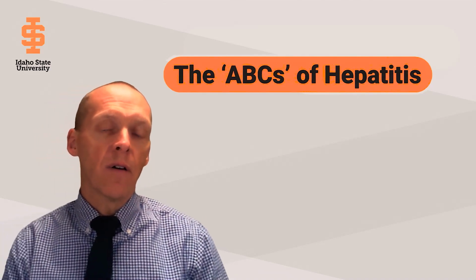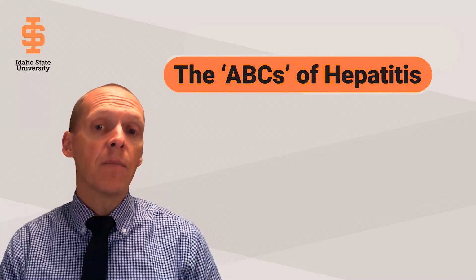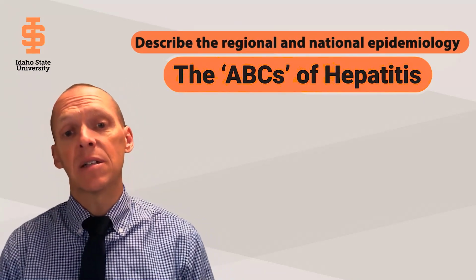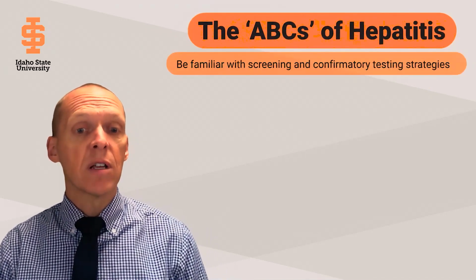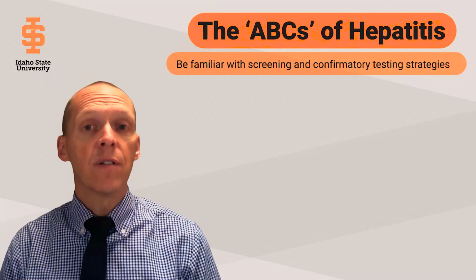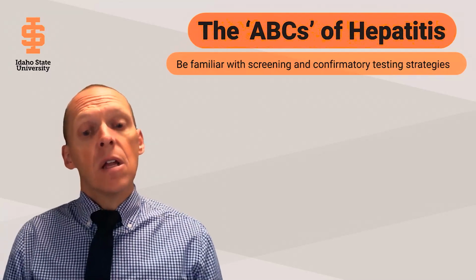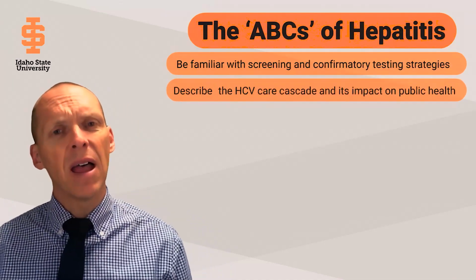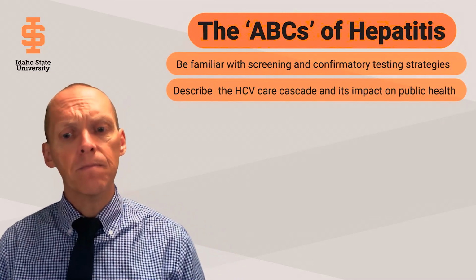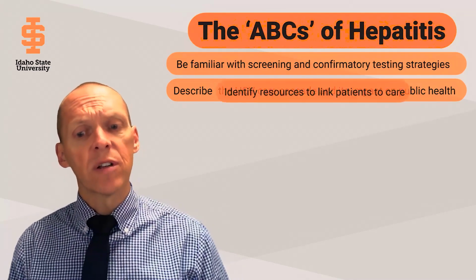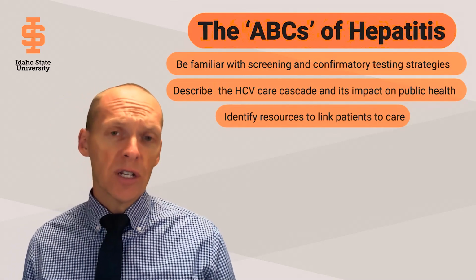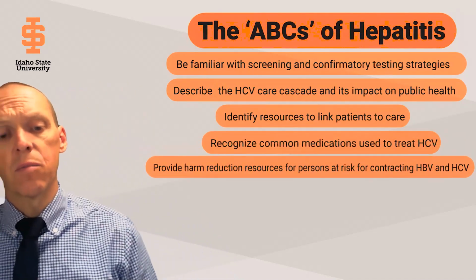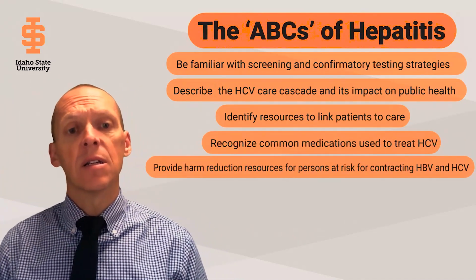The main objectives that we're going to cover are fairly broad. First is we're going to be talking about some of the regional and national epidemiologies of hepatitis A, B, and C. We'll talk about the different screening and confirmatory testing between the three different types of hepatitis. And then we're going to talk specifically about hepatitis C and the hepatitis C care cascade and its impact on public health. We'll also talk about different resources to link patients to care, discuss common medications for hepatitis C, and look at harm reduction resources for persons at risk for contracting hepatitis B and C.